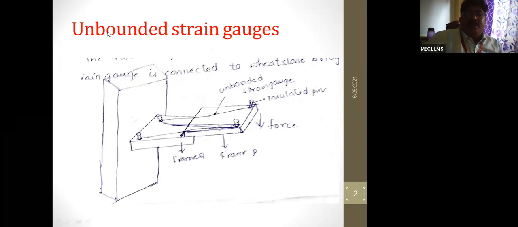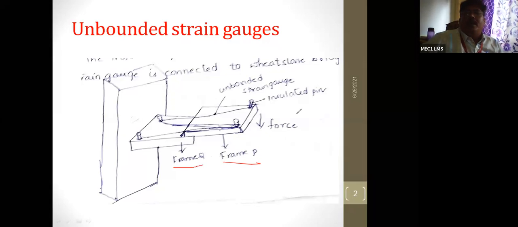Here it looks like a cantilever beam. If you observe, this is a cantilever beam in which two frames are there. One frame is P and another frame is Q. These are the four insulated pins arranged at the corners.